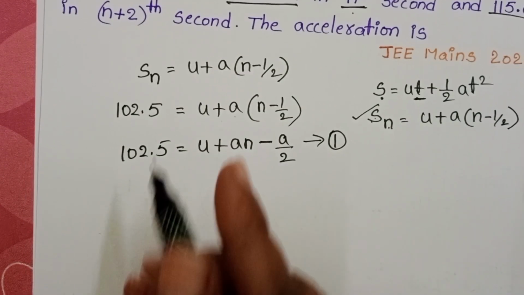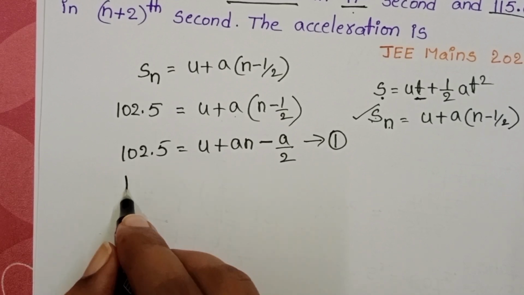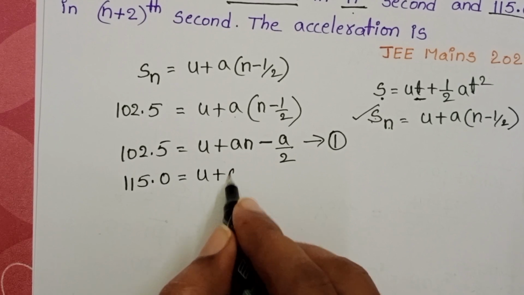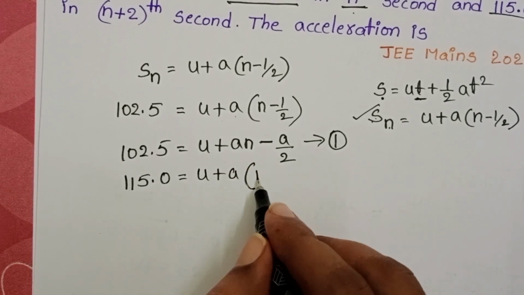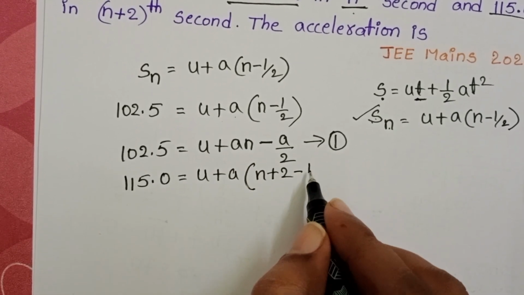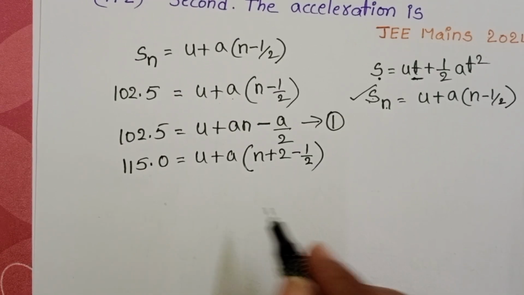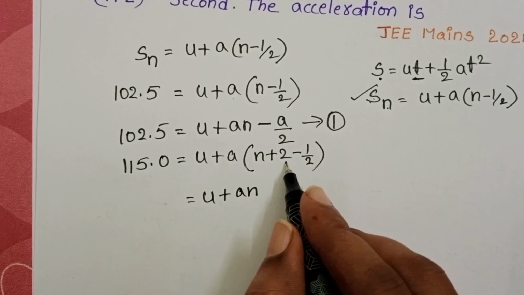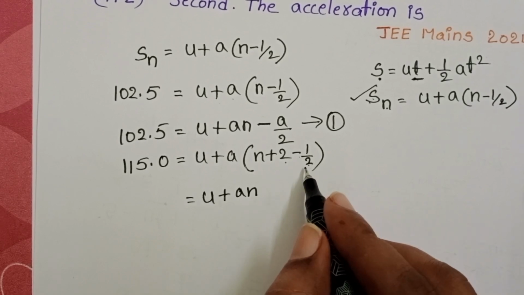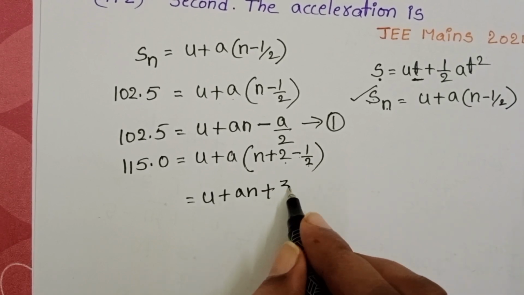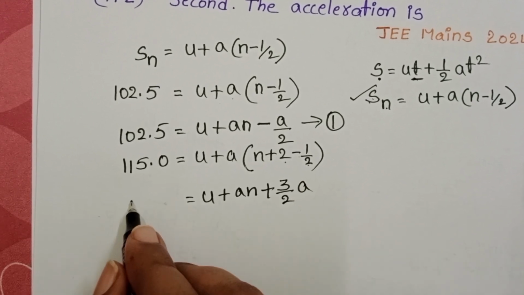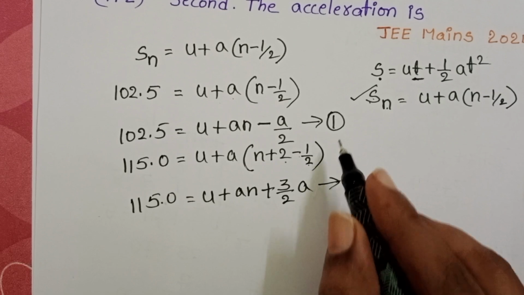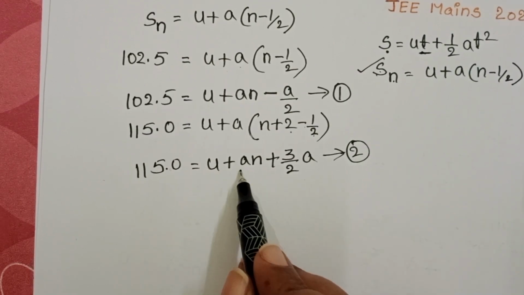Now distance in the (n+2)th second: 115.0 equals u plus a into, in place of n, n plus 2, minus half. u plus an, plus 2 minus half becomes 3 by 2, so plus 3 by 2 a. Simplify these two equations to find out the acceleration.